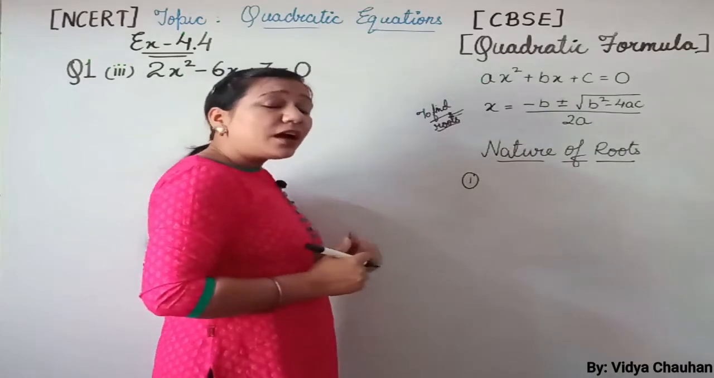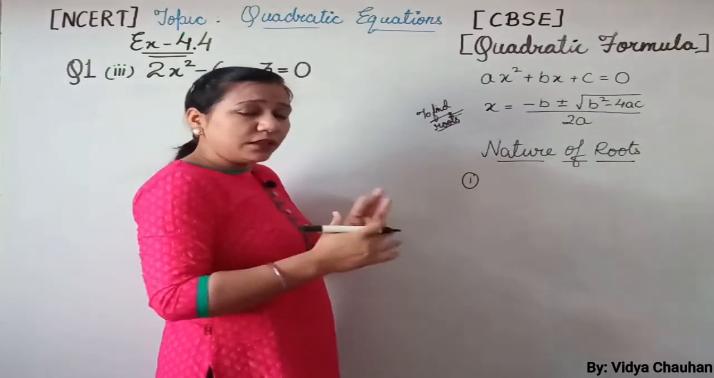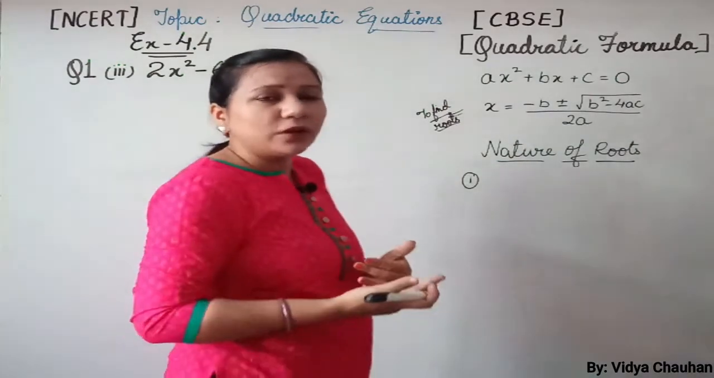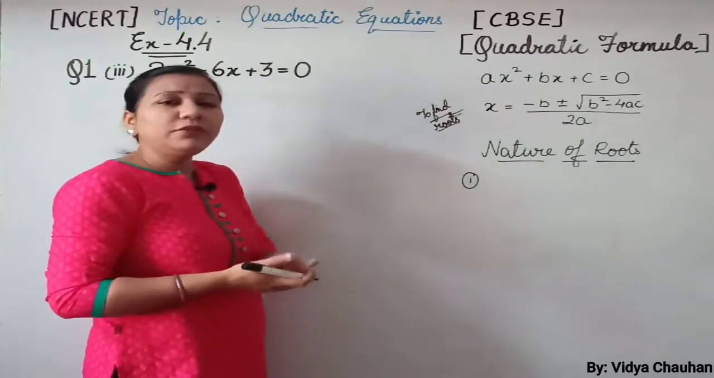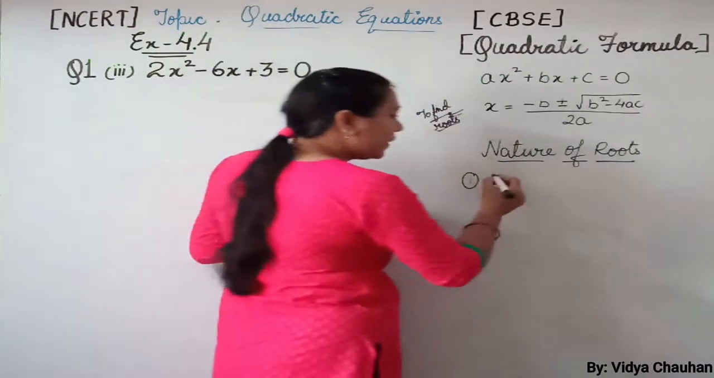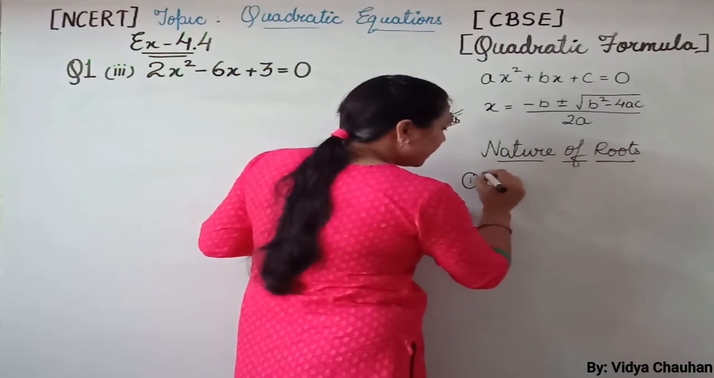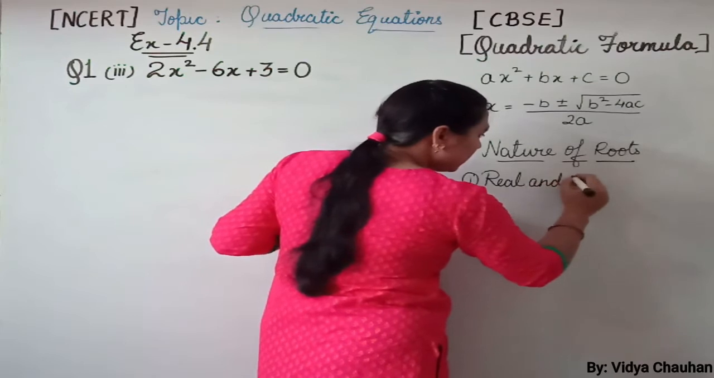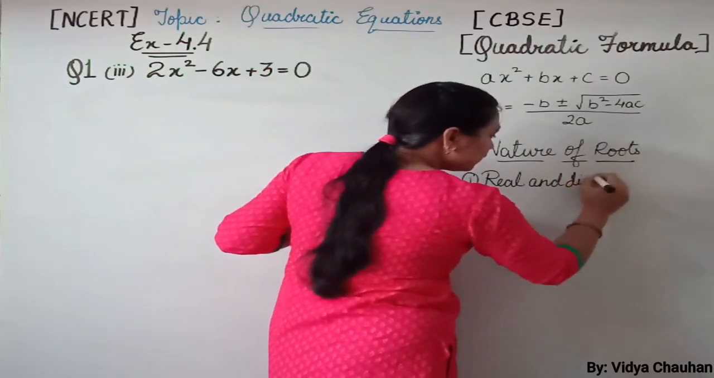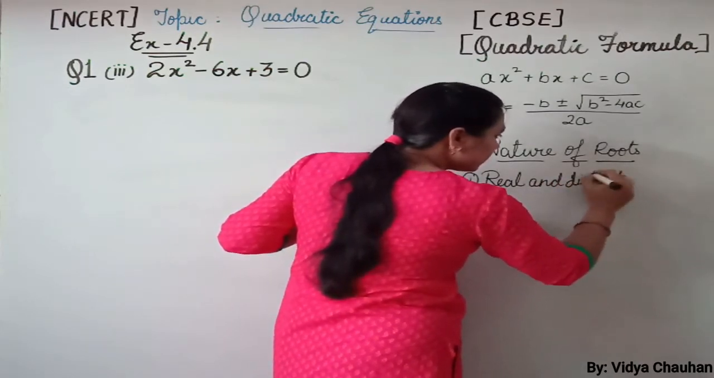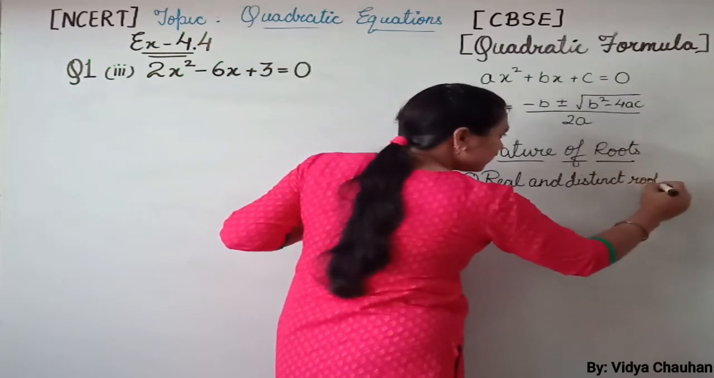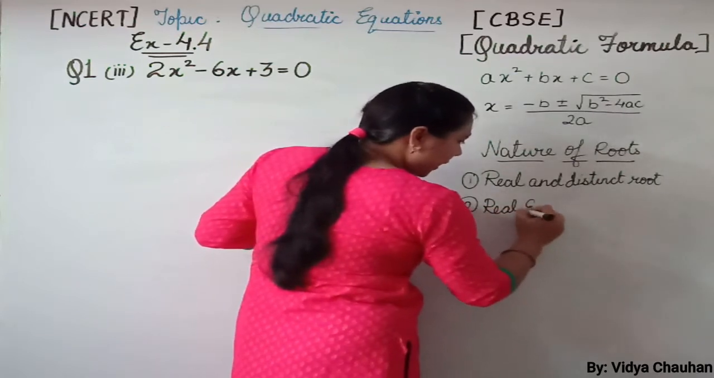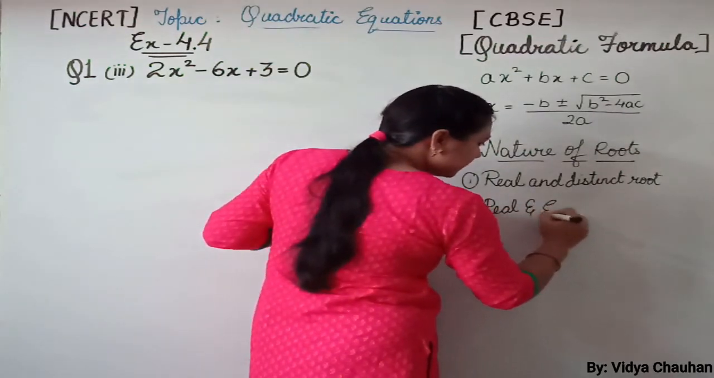Basically there are three different types of nature in the roots, meaning the solutions which you get by solving a quadratic equation. There are three varieties of results. Very first, real and distinct roots. Second, real and equal roots.